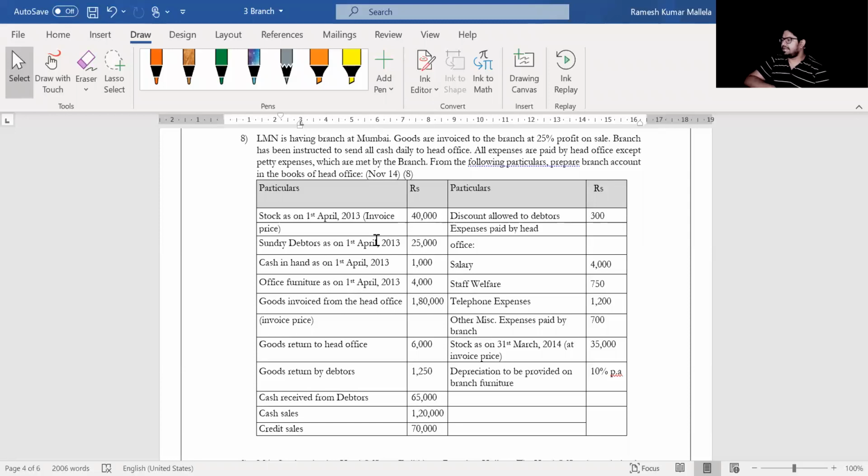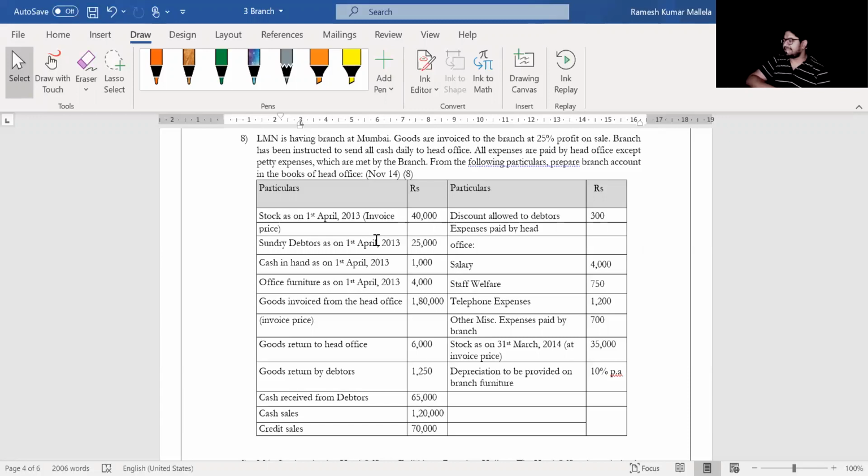LMN is having a branch at Mumbai. Goods are invoiced to the branch at 25% profit on sale. Branch has been instructed to send all cash daily to head office. All expenses are paid by the head office except petty expenses which are met by the branch. From the following particulars, prepare branch account in the books of head office.